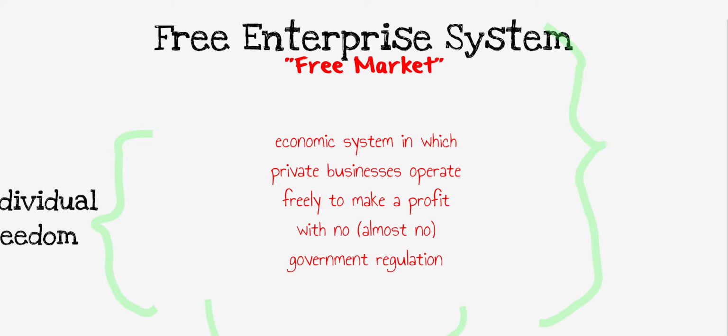We have laws against child labor. We have laws protecting workers on the job. We have laws ensuring that businesses don't create certain dangerous products and sell them to us for a profit. So we typically accept that there's going to be some government regulation. But the idea in a free enterprise system is that the government regulation doesn't stop the free operation of private businesses to make a profit.